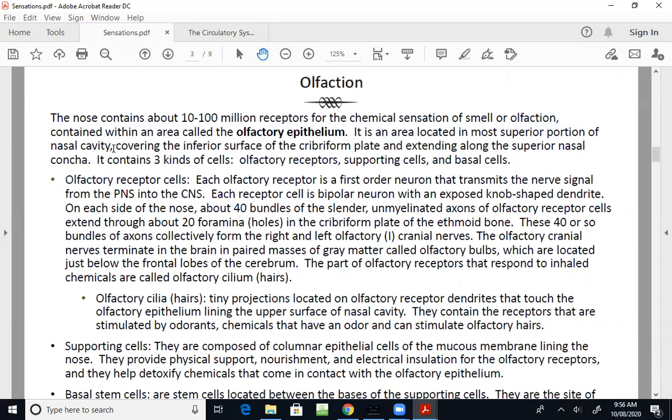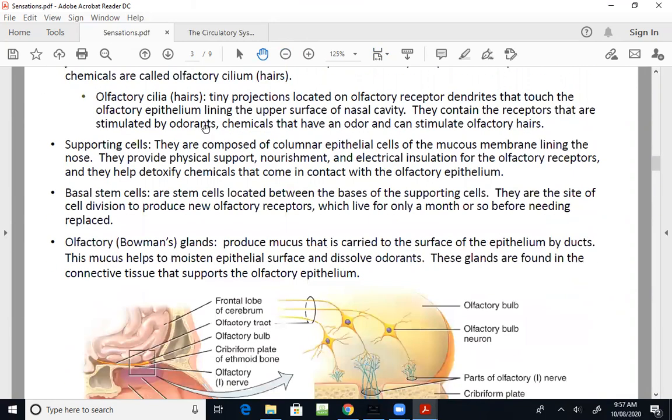And those receptors are contained within an area of our nose called the olfactory epithelium, which is in the most superior portion of our nasal cavity, covering the inferior surface of the cribriform plate, which is a portion of our ethmoid bone, forming the roof of our nasal cavity. It also extends along the superior nasal concha, which are also components of the ethmoid bone.